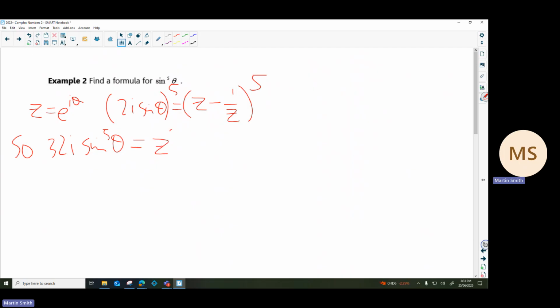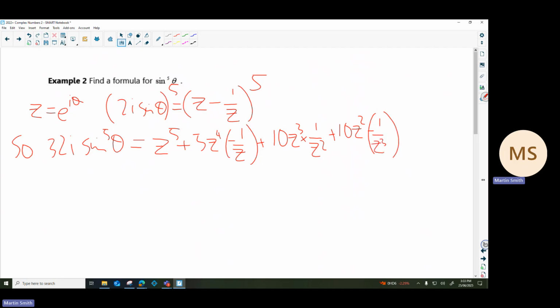I'm going to have to do a binomial expansion on the right-hand side. So the first term is z to the 5 plus 5 choose 1, which is 5 times z to the 4 times minus 1 over z, plus 5 choose 2, which is 10 times z cubed, times minus 1 over z squared. And if you square a negative, it goes positive. So that's just 1 over z squared. Plus 5 choose 3, which is 10 times z squared times minus 1 over z cubed. But if you cube a negative, you get a negative. So it's minus 1 over z cubed.